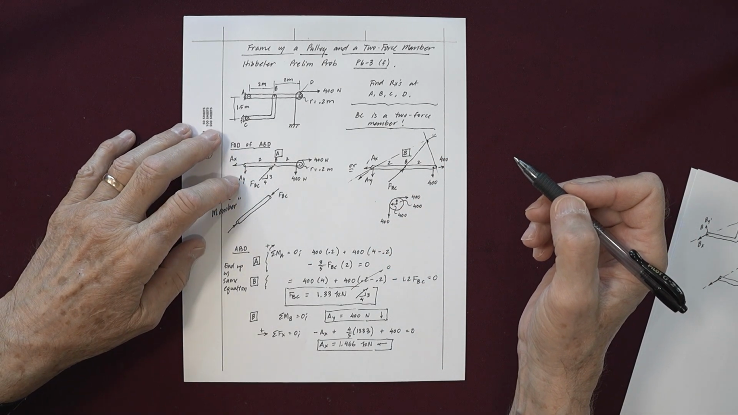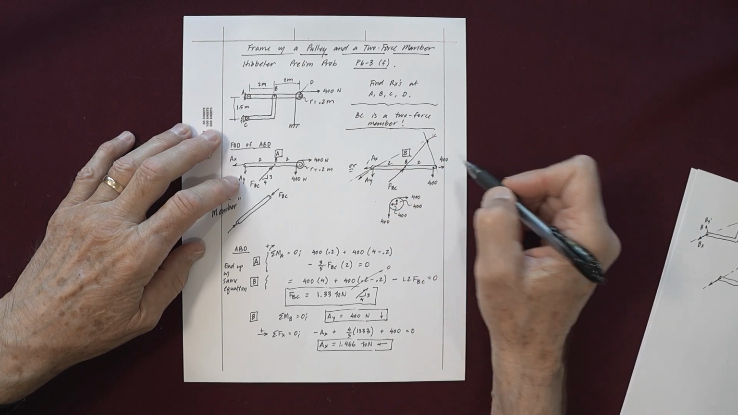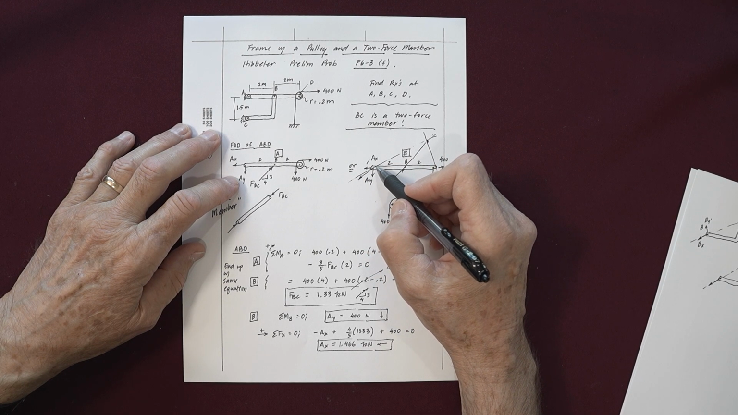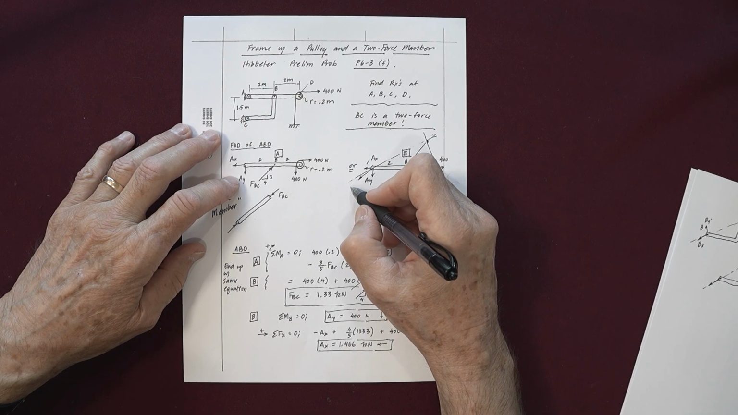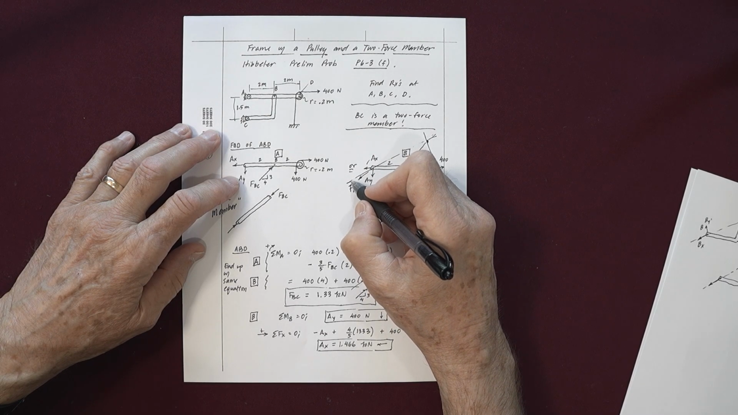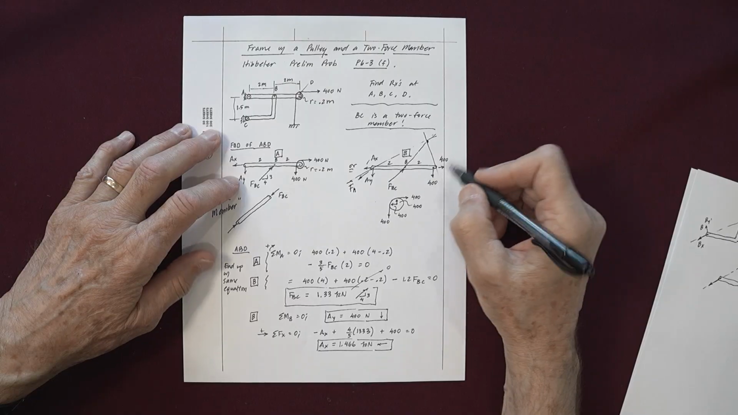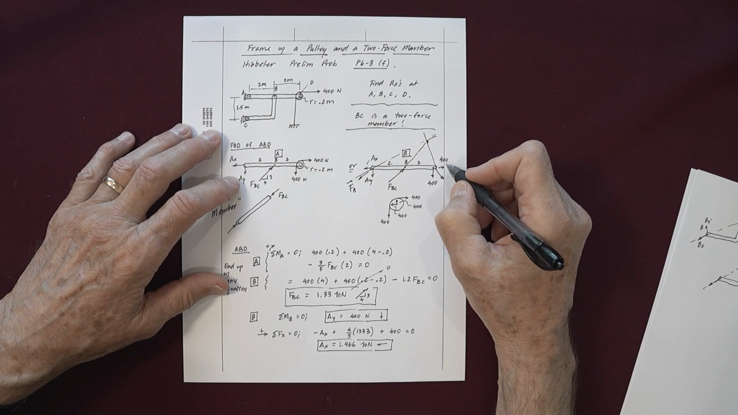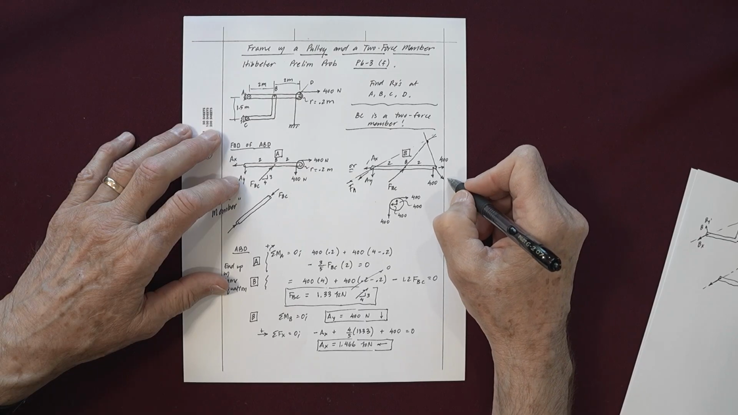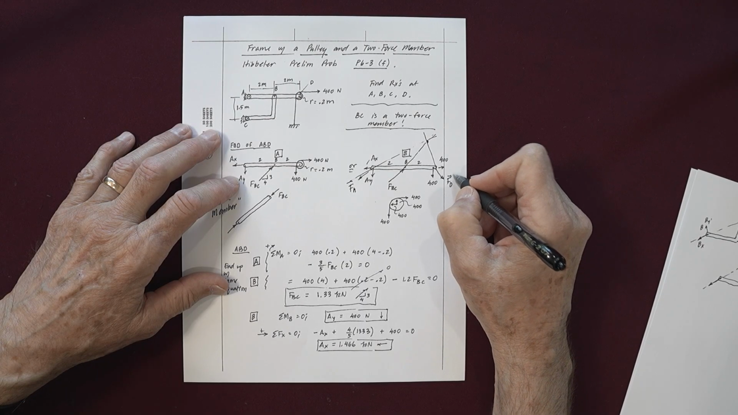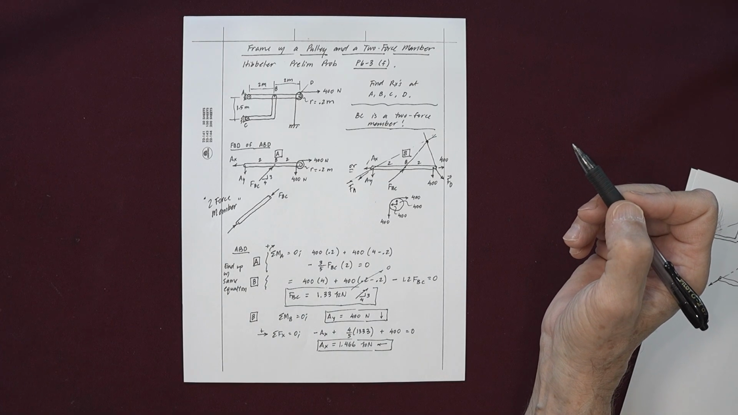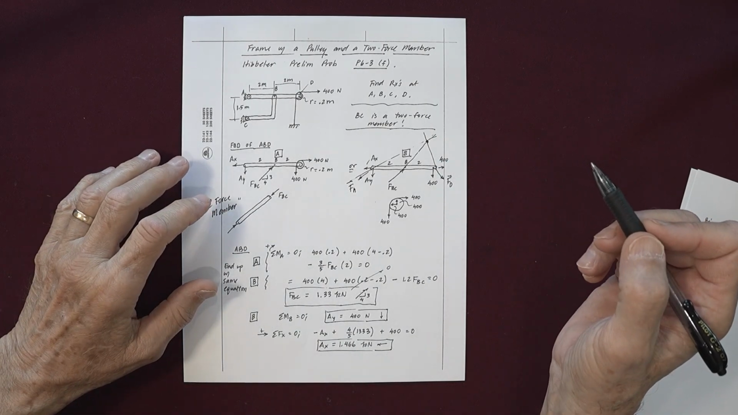And so a three-force member has got forces applied at 3 points. If you add AX and AY together to get an FA, and you've got FBC, and you add these together to get a pin reaction here at D, so this is FD, the lines of action of these three forces intersect. And so that's a property of a three-force member.